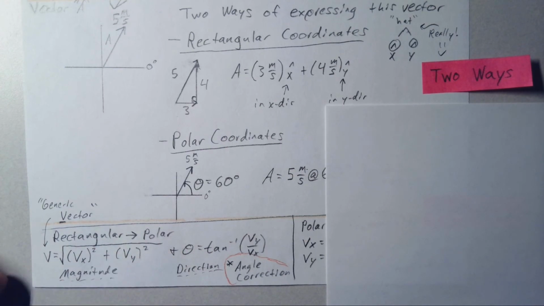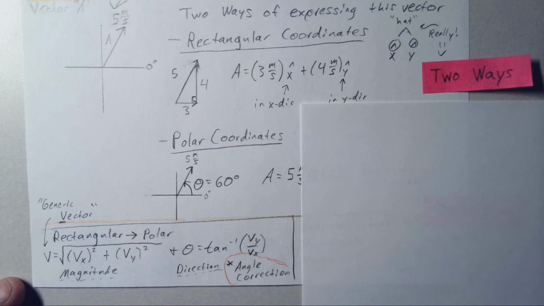We have to do some angle corrections. Really simple, just have to memorize some ways to recognize it. But that's how you figure it out. So if you did that, you get 5. And actually for this one, you would need to do an angle correction, and you would get 60 degrees, and that's how you do it.